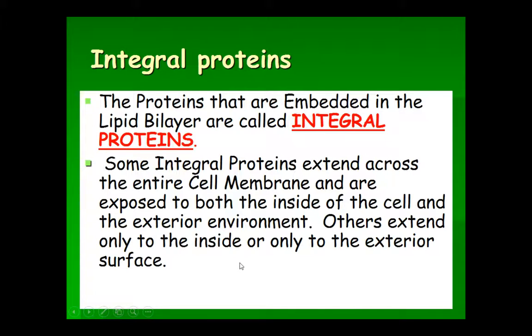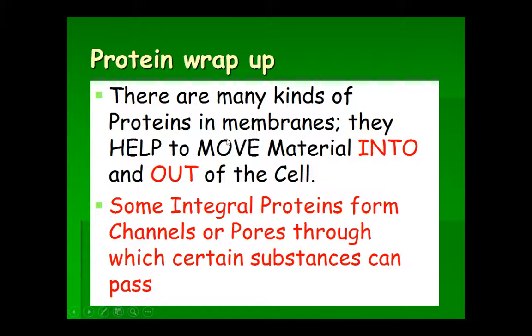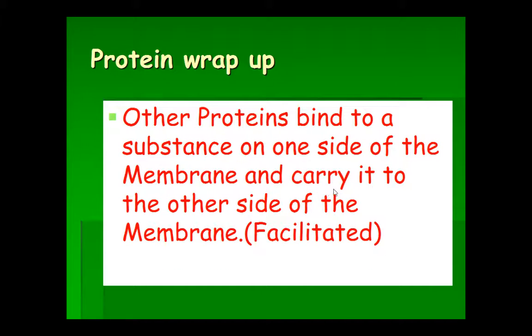Think of it as some of these doorways being like closets. Closets inside your house only extend to that specific hallway, that specific space, but they don't extend to other places. There are many kinds of proteins in membranes that help move substances into and out of the cell. Some integral proteins form channels or pores, like I call them doorways, through which certain substances can pass, like water. Other proteins bind to the substance to move it from one side to the other.